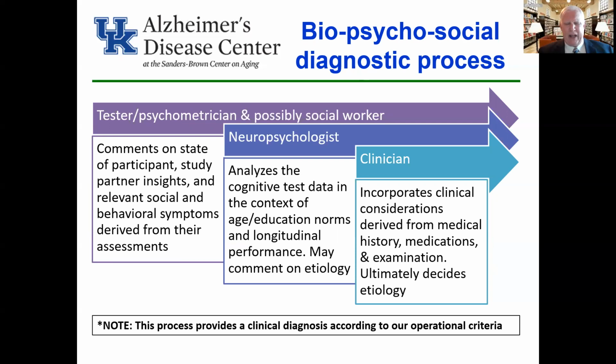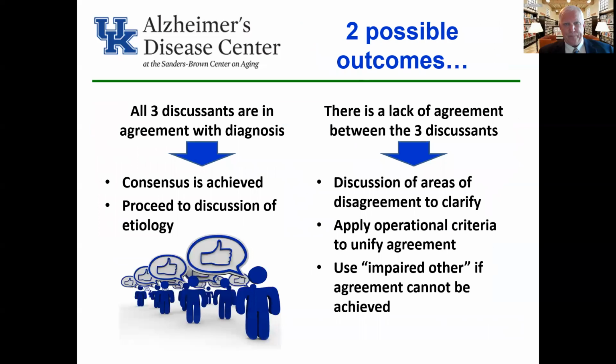And lastly, the clinician incorporates any clinical considerations derived from the medical history, from the medications that the patient is on, and from their physical examination, ultimately deciding on the etiology. But the diagnosis of whether or not they're cognitively intact, have mild cognitive impairment, dementia, and/or are impaired other is critically formed on the basis of discussion and agreement between these three components.